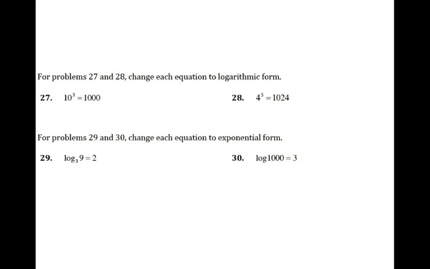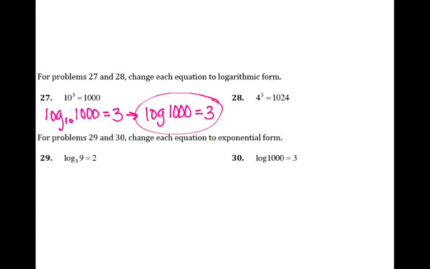Number 27, write each equation in logarithmic form. So this is going to be log base 10 of 1,000 equals 3. A log base 10 is just a regular logarithm though, so it's log of 1,000 equals 3. My base for the exponential function is the same as the base for the log. A logarithm is an exponent, so it should always equal the exponent.